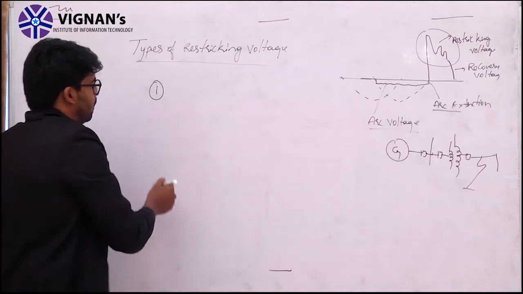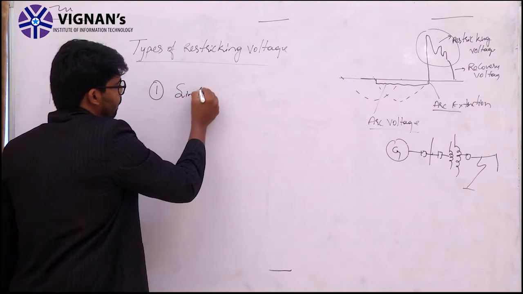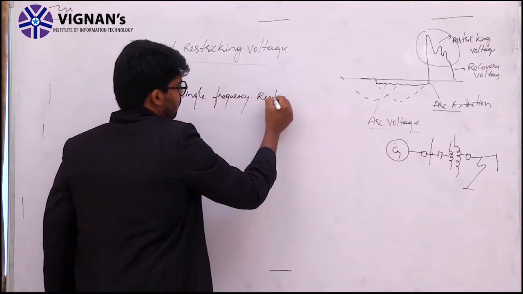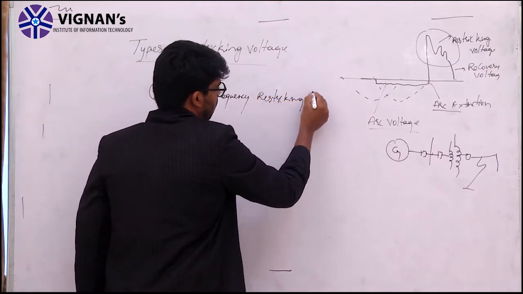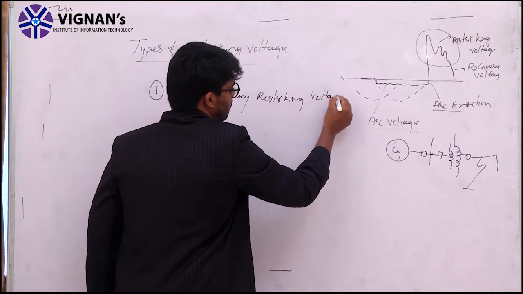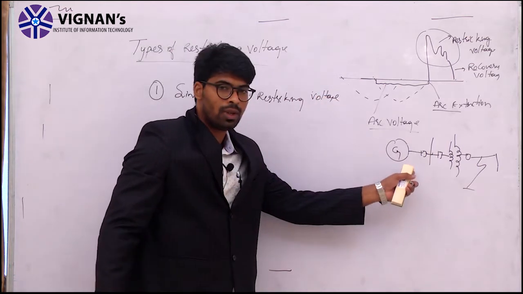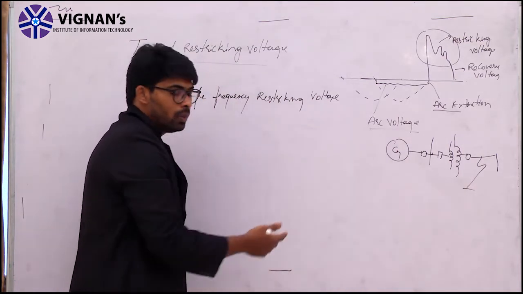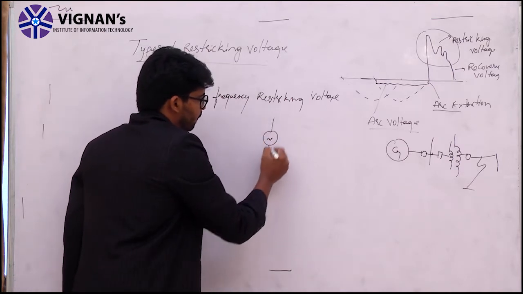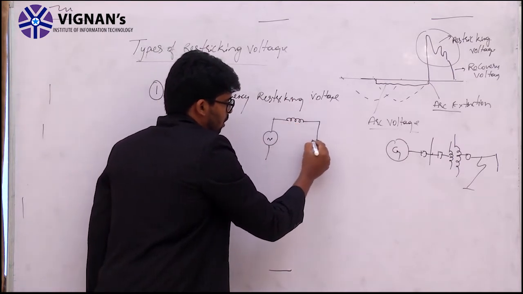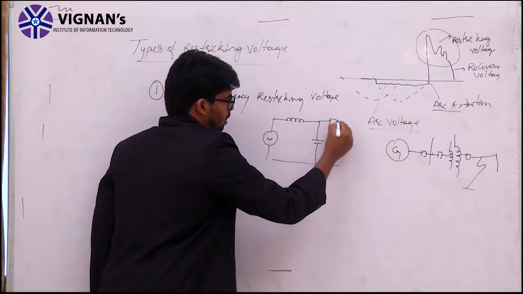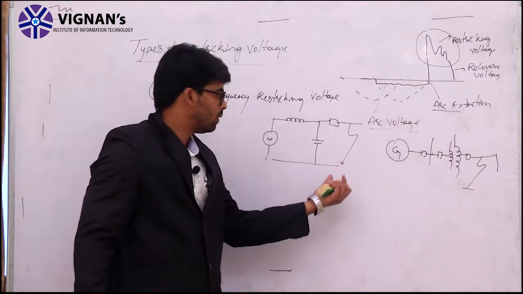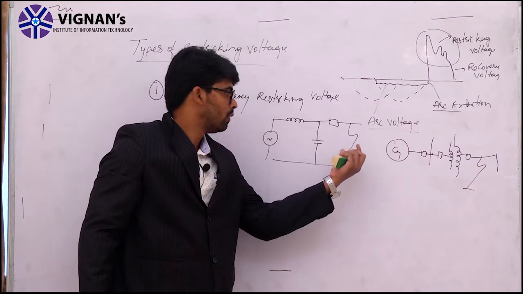One is single frequency restriking voltage. What does single frequency restriking voltage mean? For this type of circuit, we model the equivalent circuit of that system into a small circuit like this. We model this, the fault occurs here, and for this model we find the open circuit voltage across the capacitor, which is the restriking voltage.